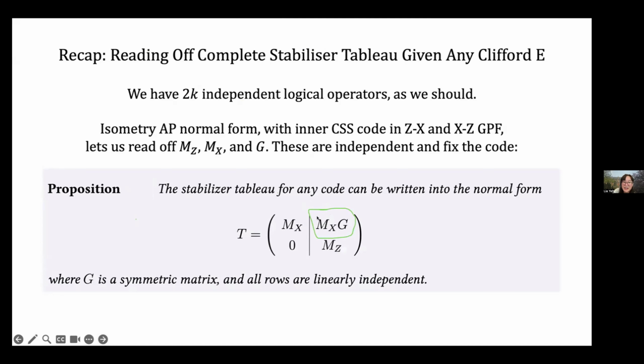instead of a 0 here, you actually have Mx times G, where Mx is the X parity check matrix, and G is this symmetric matrix, which is precisely determined by the A part of the AP normal form, the adjacency part. And it's a symmetric matrix because, well, symmetric means self-transpose. And we've been trying to ask around if people have seen tableau normal forms of this form for arbitrary codes, and haven't found anything yet. So if anyone knows, please let us know.